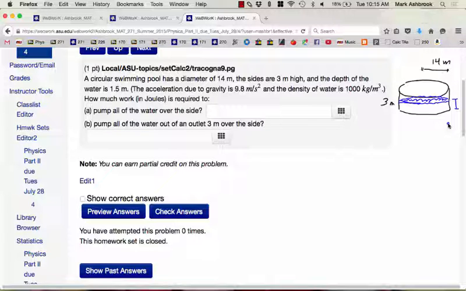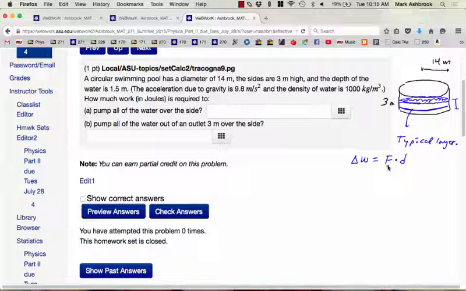That's the difference. The difference is how far the water has to go. All right? So we can look at one typical layer of water because that all has to go the same distance. And for the typical layer, we can calculate a delta W. So delta W is going to be force times the distance.